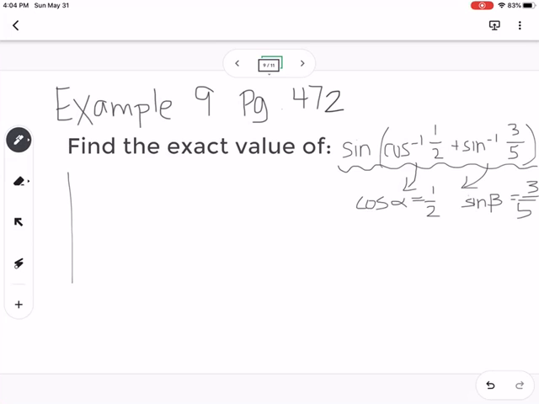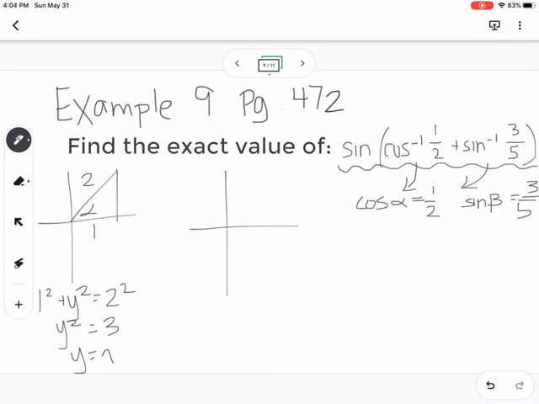Okay, so I'm going to do 1 and 2. So I'm going to do the cosine first. So I'm going to have my little alpha. Adjacent is 1. Hypotenuse is 2. Let's do the Pythagorean theorem. You might already know the side, but I'm going to do the Pythagorean theorem. So I'm going to get 1 squared plus y squared equals 2 squared. So I get y squared equals 4 minus 1, which gives me 3. So y is radical 3.